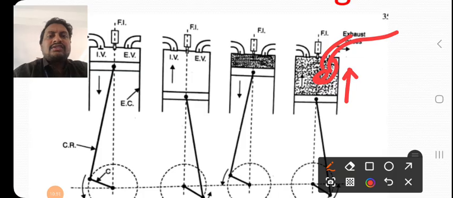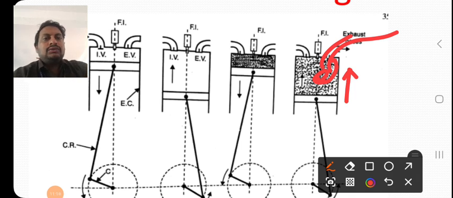During the suction stroke, the inlet valve will be opened and the exhaust valve is closed. During the exhaust stroke, the inlet valve is closed and the exhaust valve will be opened. During the compression and expansion strokes, both inlet and exhaust valves are in the closed position. So this is about the 4-stroke diesel engine. These are the 4 strokes: suction, compression, expansion and exhaust.